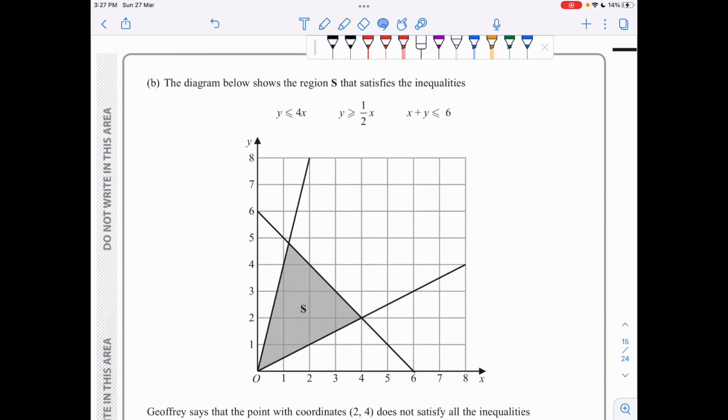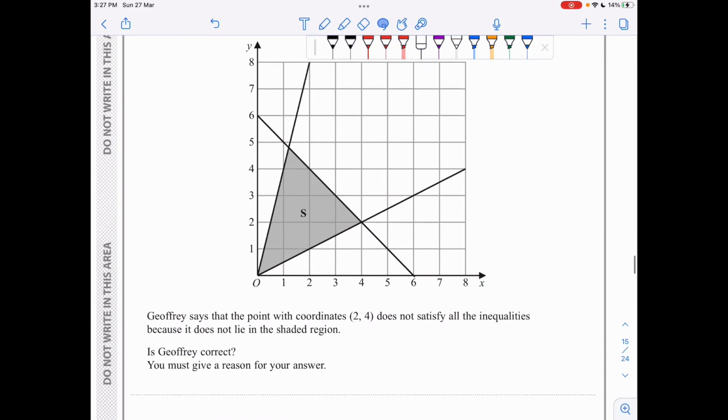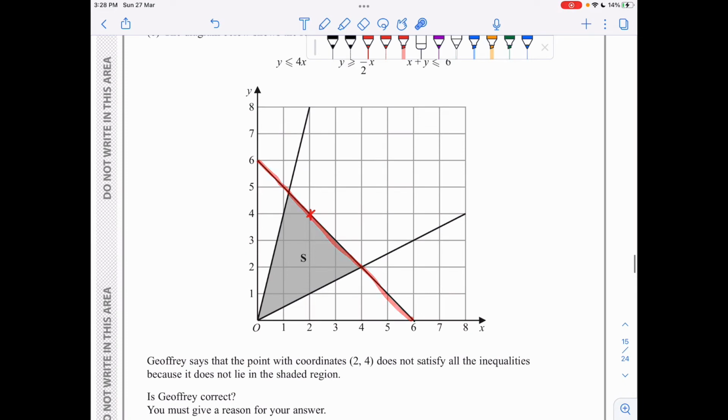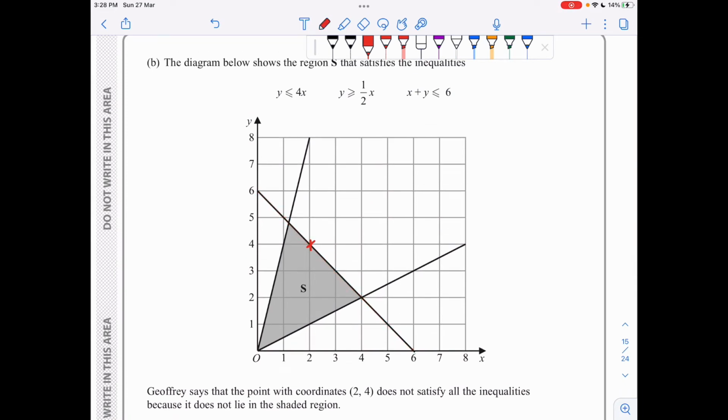In part B, we've got the diagram showing region S that satisfies the inequalities shown here. And we've got Geoffrey, who says that the point with coordinates 2, 4, which is just here, does not satisfy the inequalities because it does not lie in the shaded region. Is Geoffrey correct? We need to give a reason to justify our answer. So the problem is that the point lies on the boundary. This line here is the line x plus y equals 6.